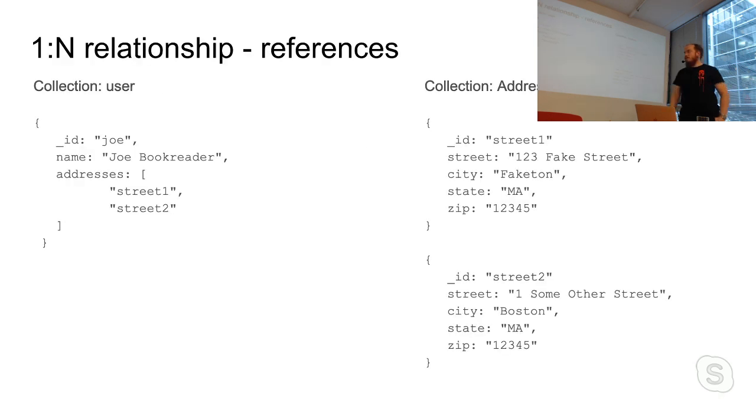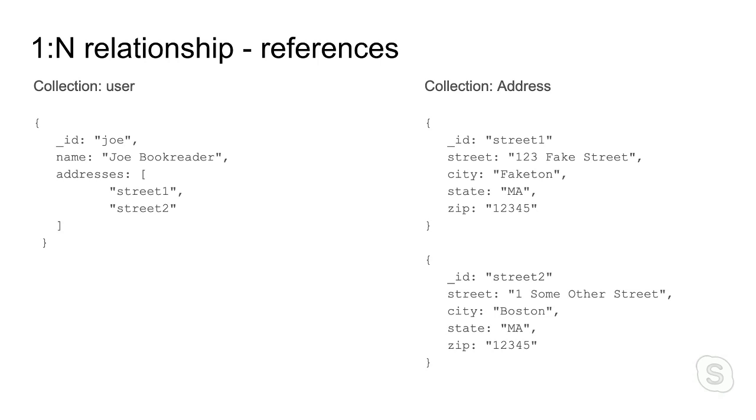For example, you've got a collection of users, the same example as before, and it's got some addresses. And you've got a different collection of addresses, and in the user there are only the IDs, or it can be anything, referring to the different collection. So your application will first run a query, find me a user with the name Joe Bookreader. You will receive the object on the left in your application, and then you will run a second query, find me in the collection of addresses all the addresses where the ID is street 1 or street 2. And then in your application you will connect them together.